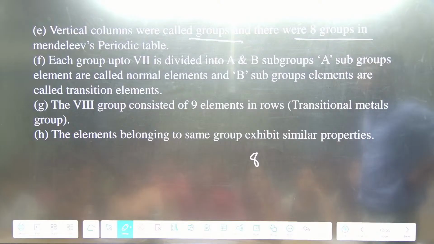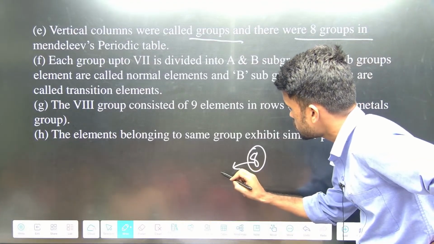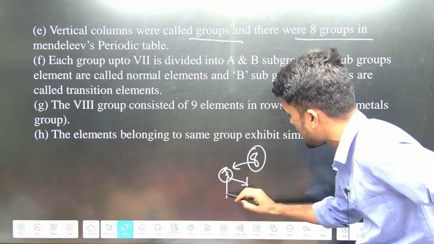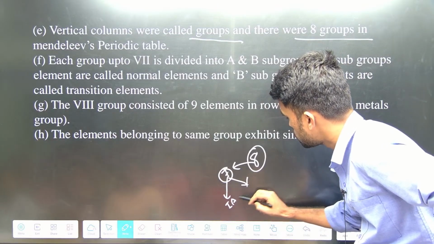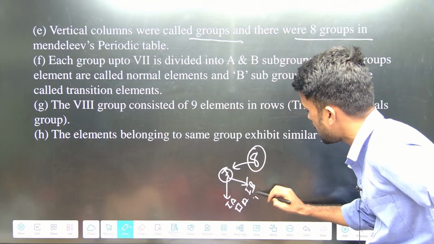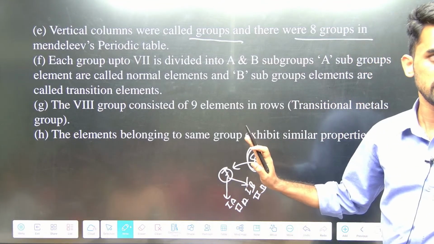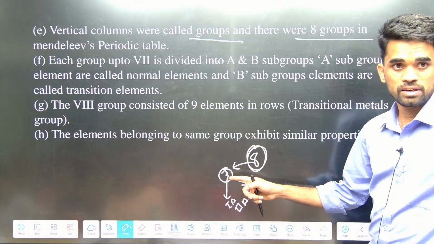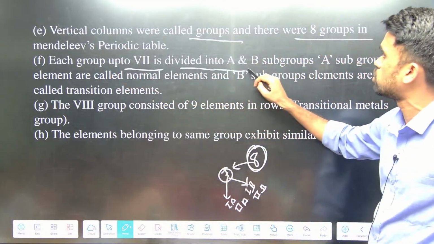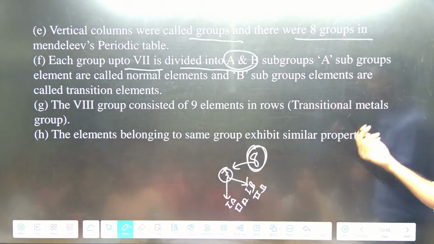Next, there are 8 groups, I am saying now. So in these 8, up to 7 groups they have again subdivided as 1A, 1B, 2A, 2B, like that up to 7 they have classified. The 8th one is not classified, only 7. So each group up to 7 is subdivided into A and B subgroups. So A subgroups and B subgroups, like that they have divided.